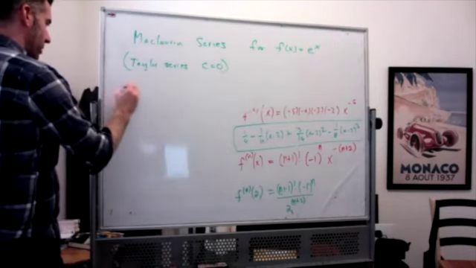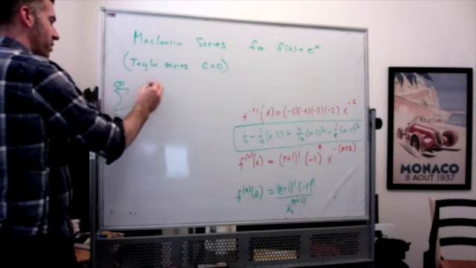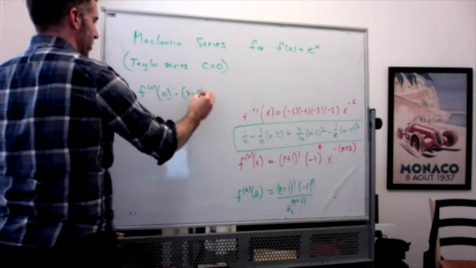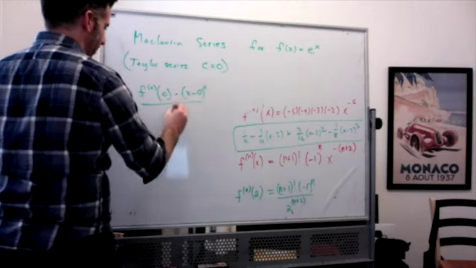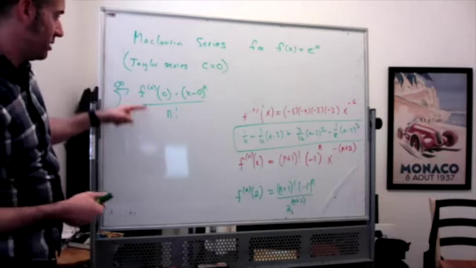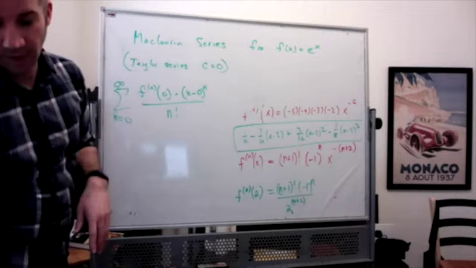So again, it's going to be the sum from n equals 0 to infinity of the nth derivative at 0 times x minus 0 to the n over n factorial. So your job really, and it's not a hard job, is just to find the nth derivative of that function at 0. I'll be right back.